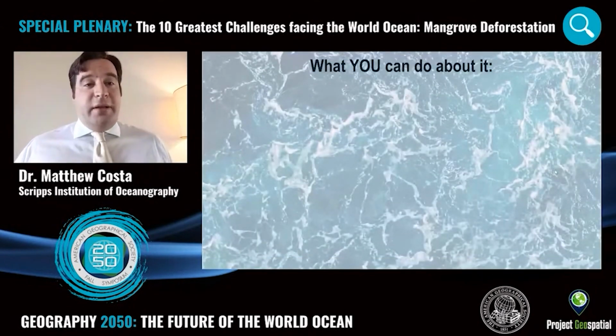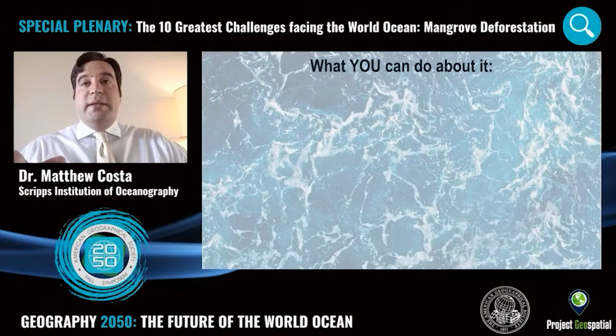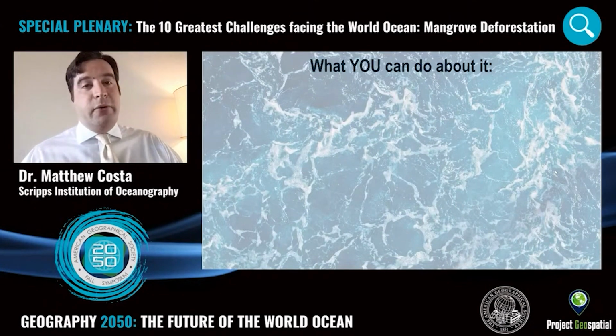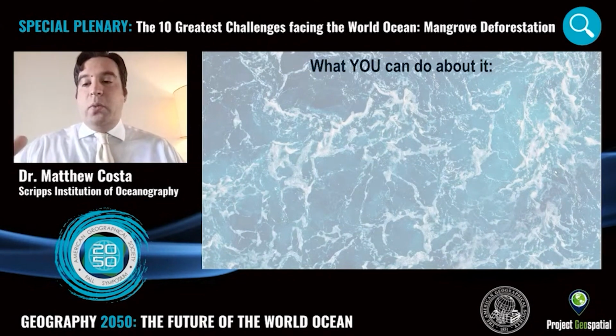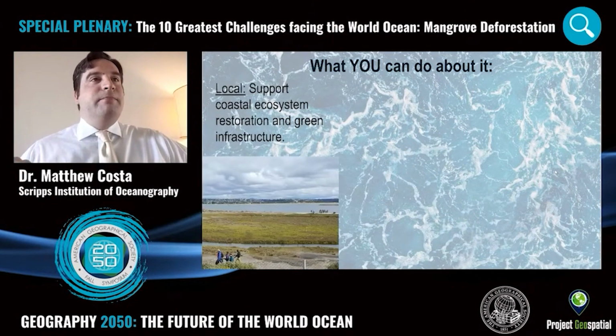So in light of climate change, destroying these ecosystems is really the last thing we should be doing, and yet that's what's happening around the world. So the good news is that it seems that mangrove deforestation rates have been slowing down in recent years. And so if you want to contribute to positive movement in this direction, what can you do about it?